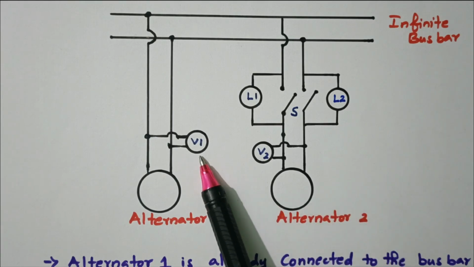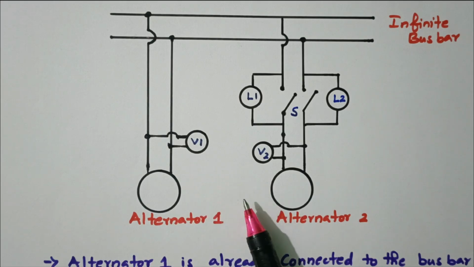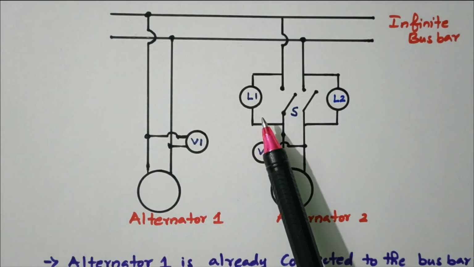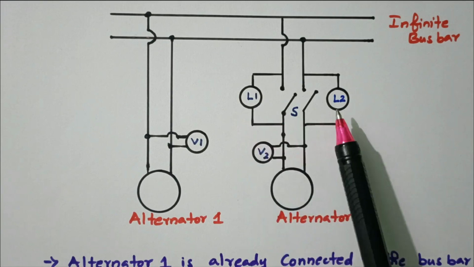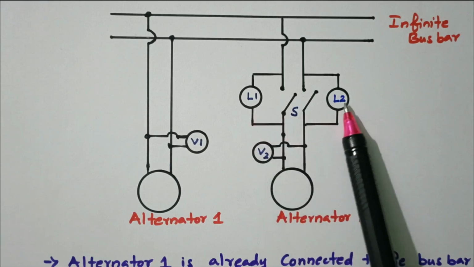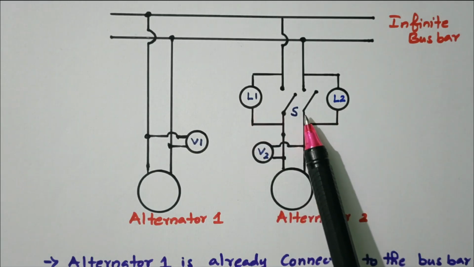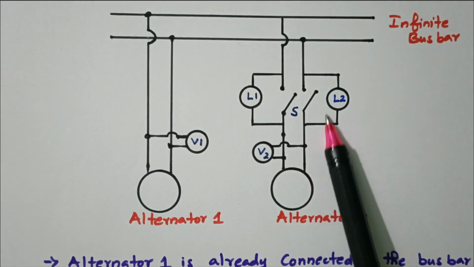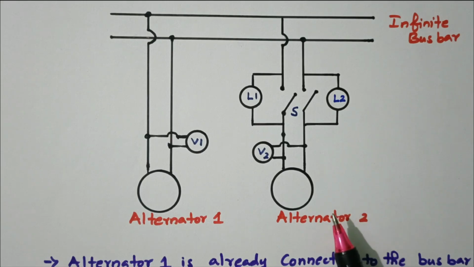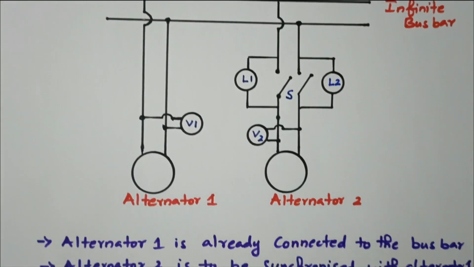So voltage can be easily measured with the voltmeter. Frequency and phase sequence will be verified with the darkness and brightness of the lamps L1 and L2. After satisfying the conditions, we can close the switch in order to synchronize the second alternator into the bus bar. Now we'll see the conditions one by one.